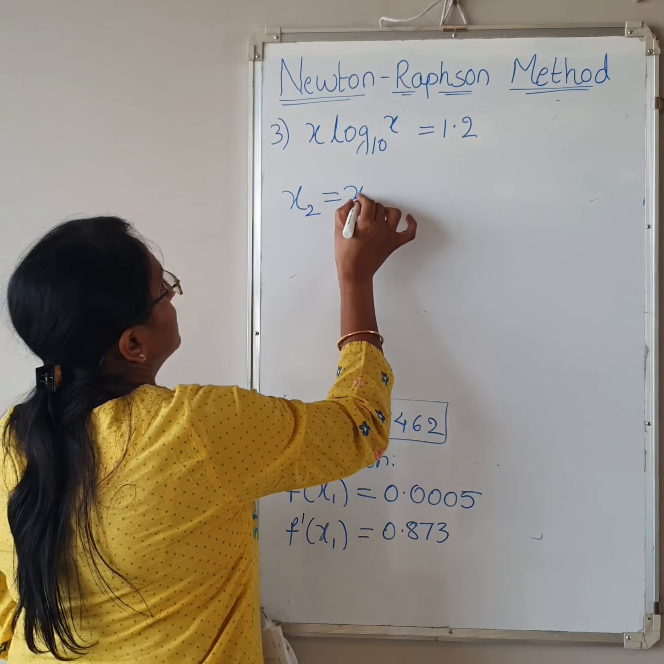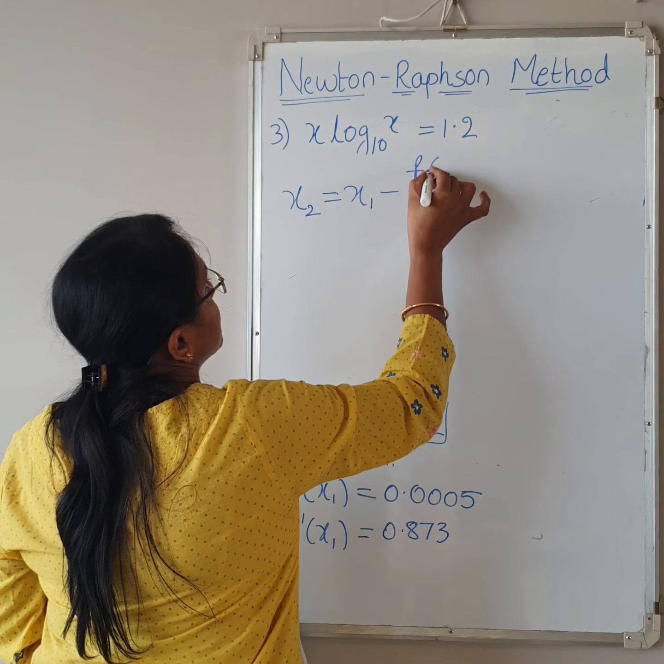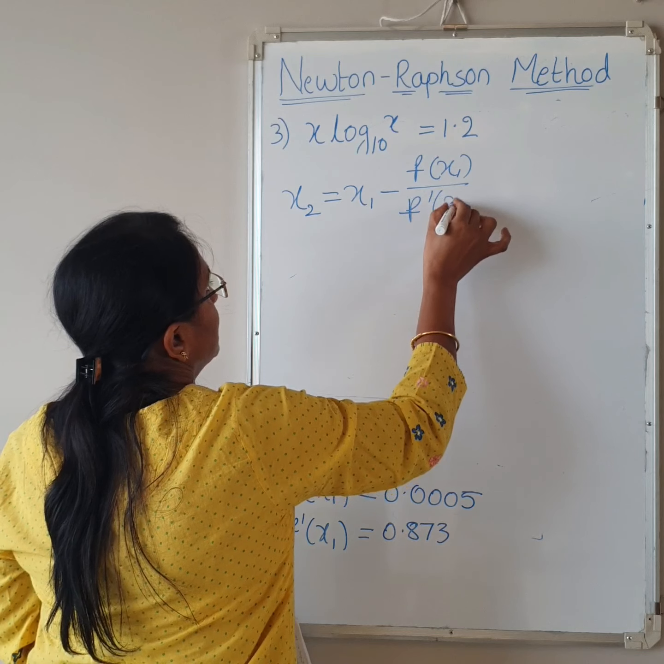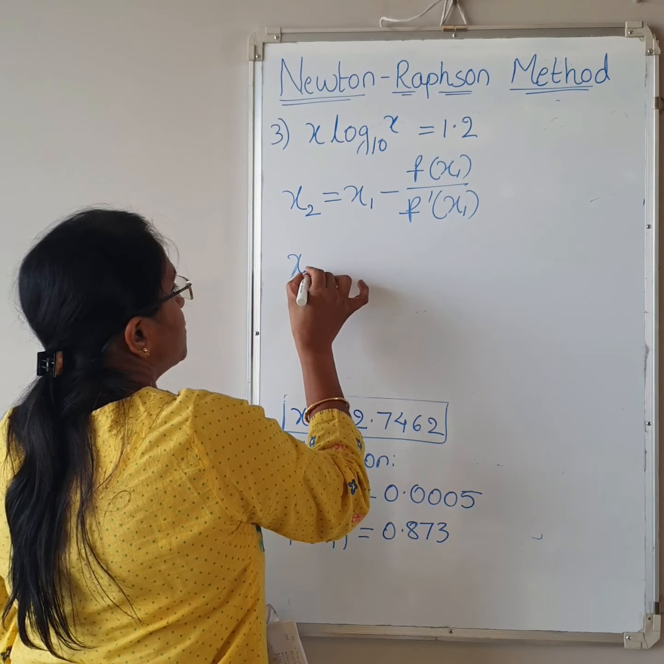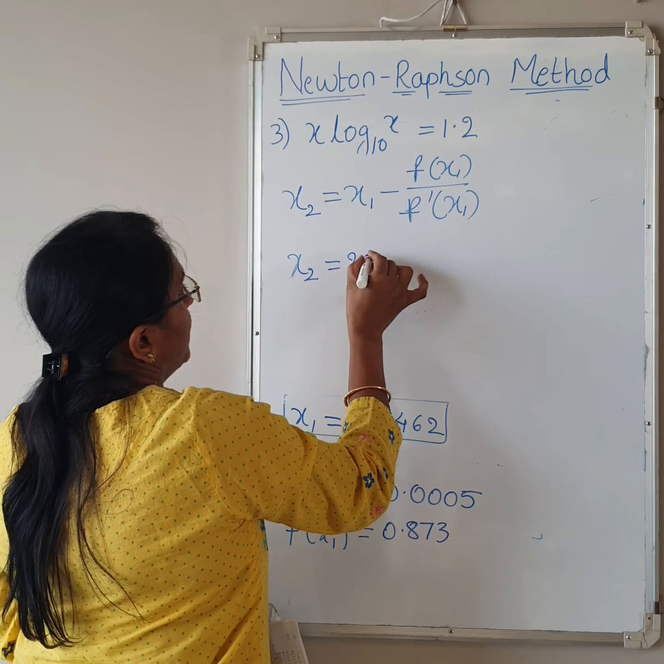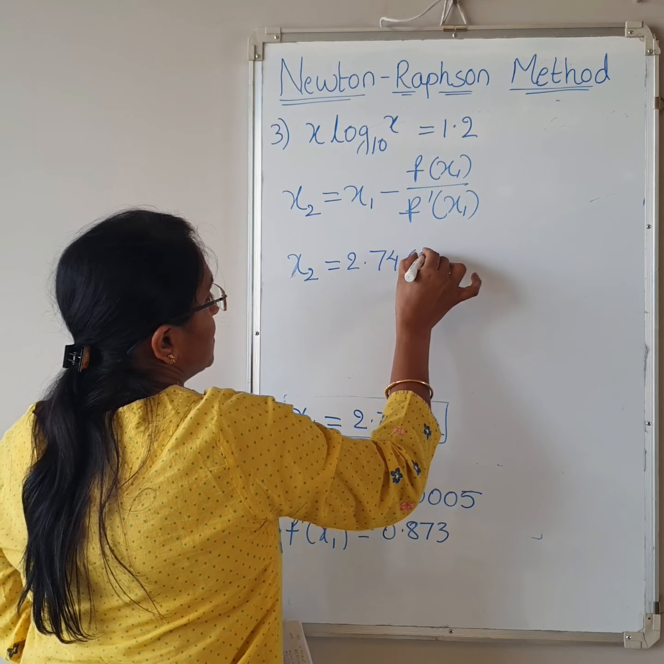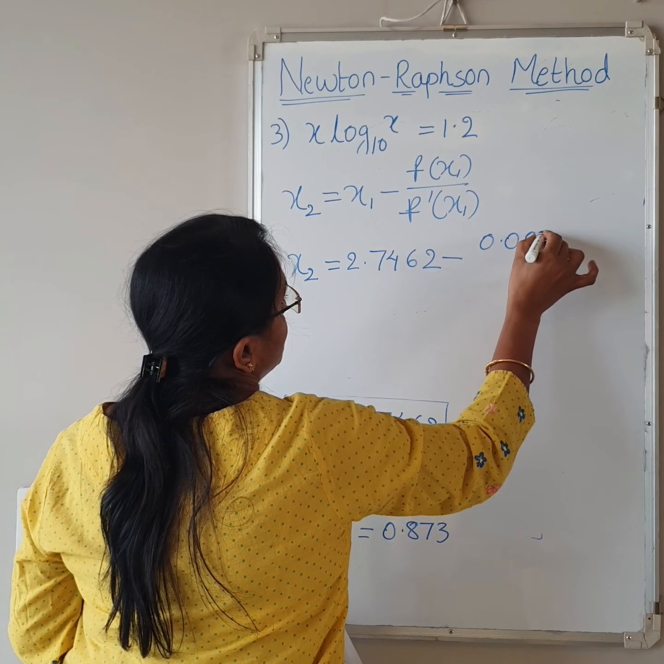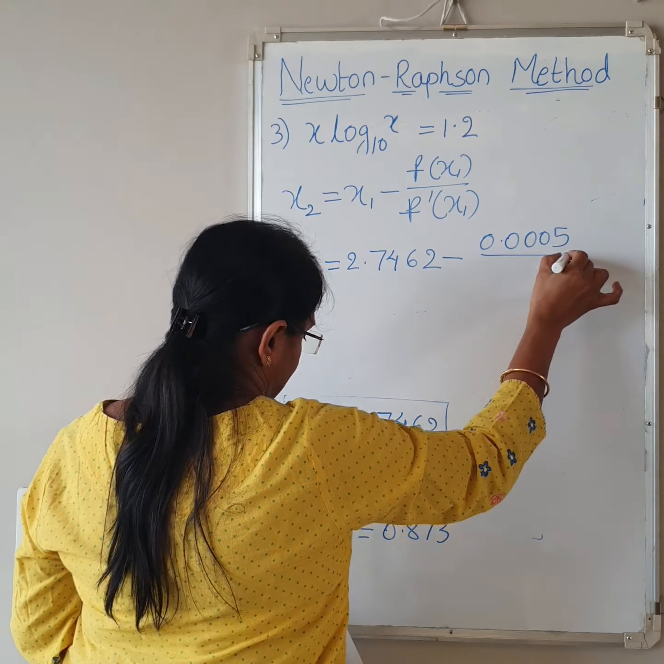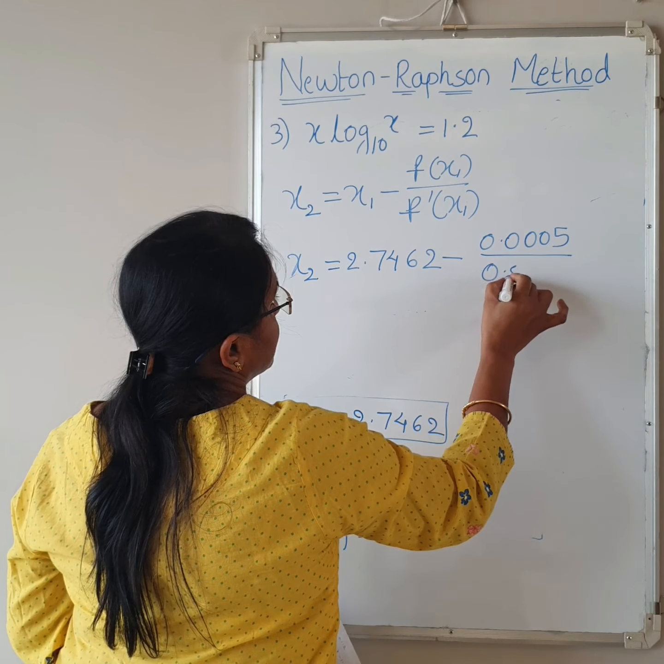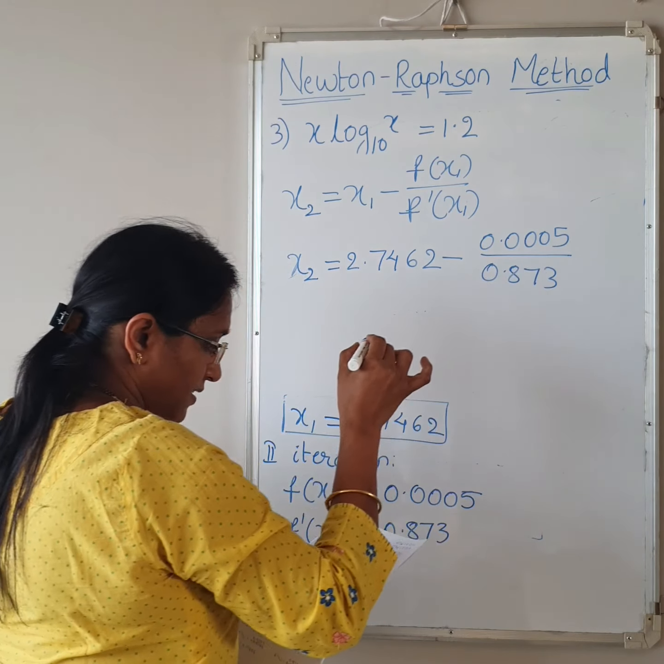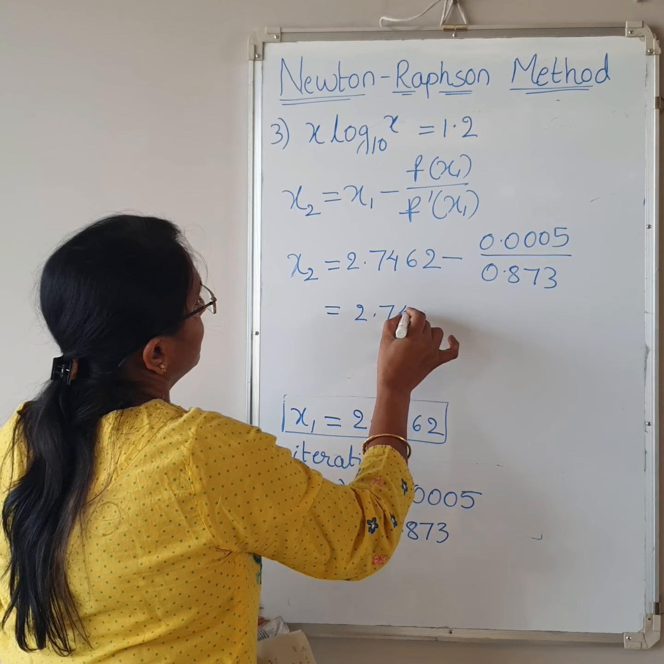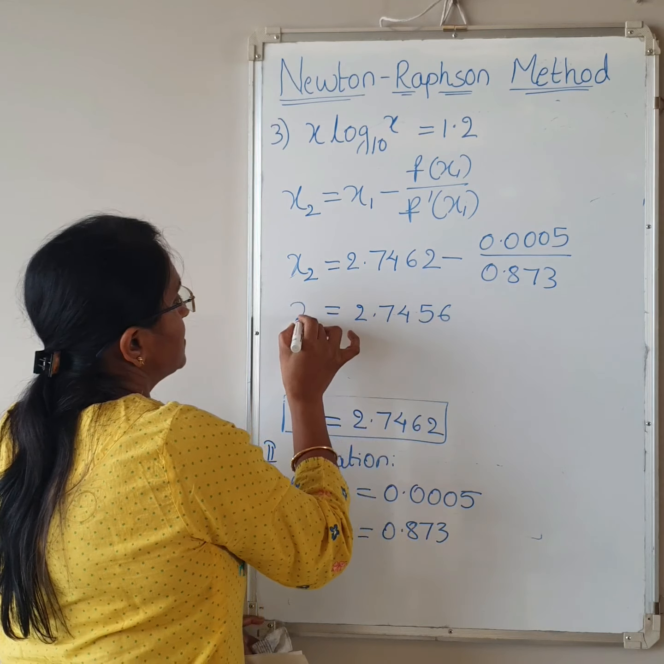Calculate and compare the values, then we find x2. The formula is x2 is equal to x1 minus f of x1 divided by f dash x1. Substitute the values. X2 is equal to 2.7462 minus 0.0005 divided by 0.873. So its value is 2.7456. So this is x2.